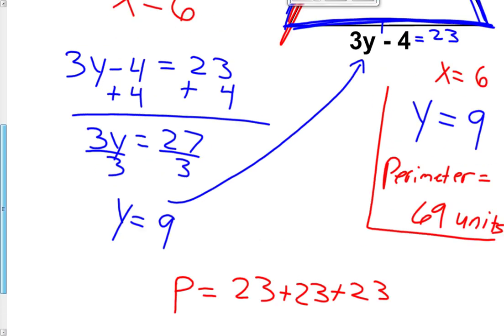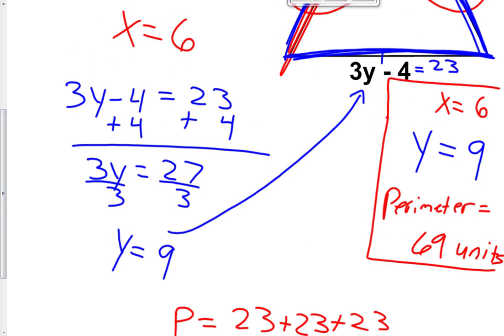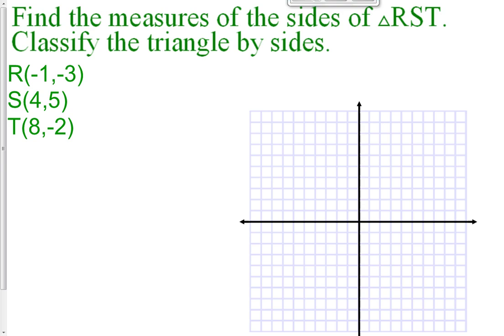There is the answer, x, y, and the perimeter for this question. Last one for the day. It says, find the measure of the sides of triangle RST and classify the triangle by its sides.